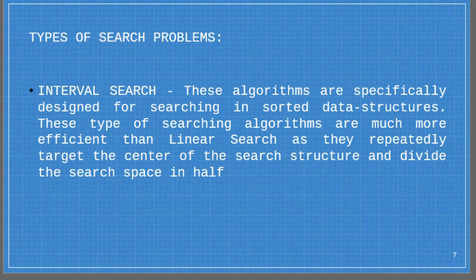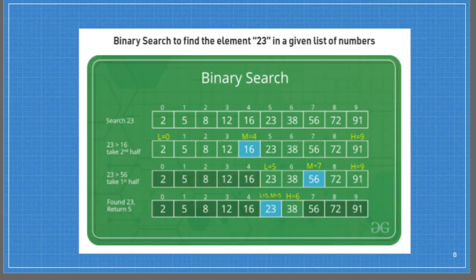Next, we have the interval search. These algorithms are specifically designed for searching in sorted data structures. So, unlike a linear search or sequential search, pwede natin hanapin yung mga items kahit hindi siya nakasort. For interval search, the list should be sorted first before searching. This type of searching algorithm is much more efficient than linear search as it repeatedly targets the center of the search structure and divides the search space in half. This is the example of an interval search.